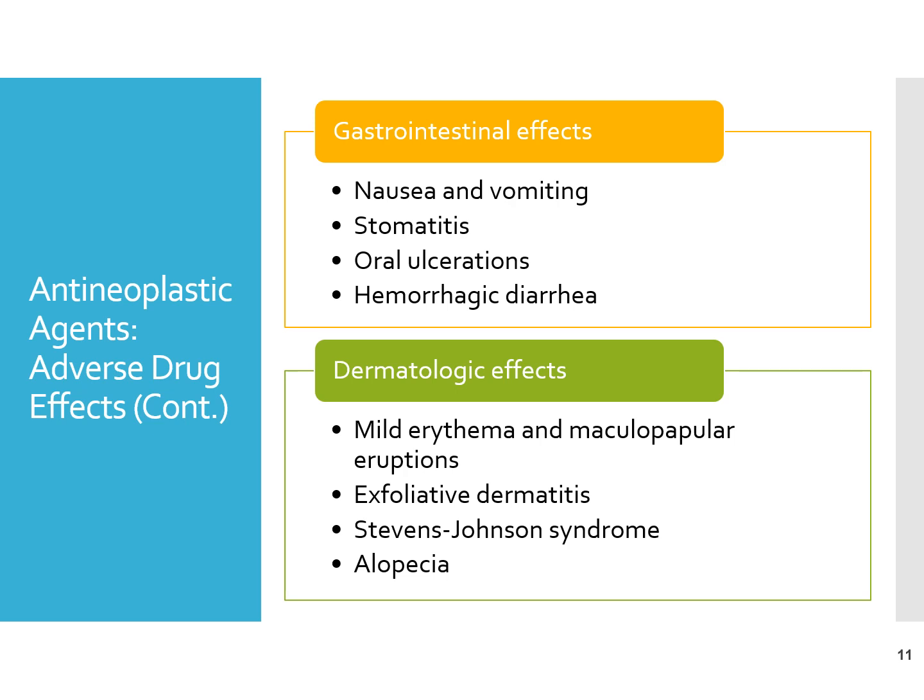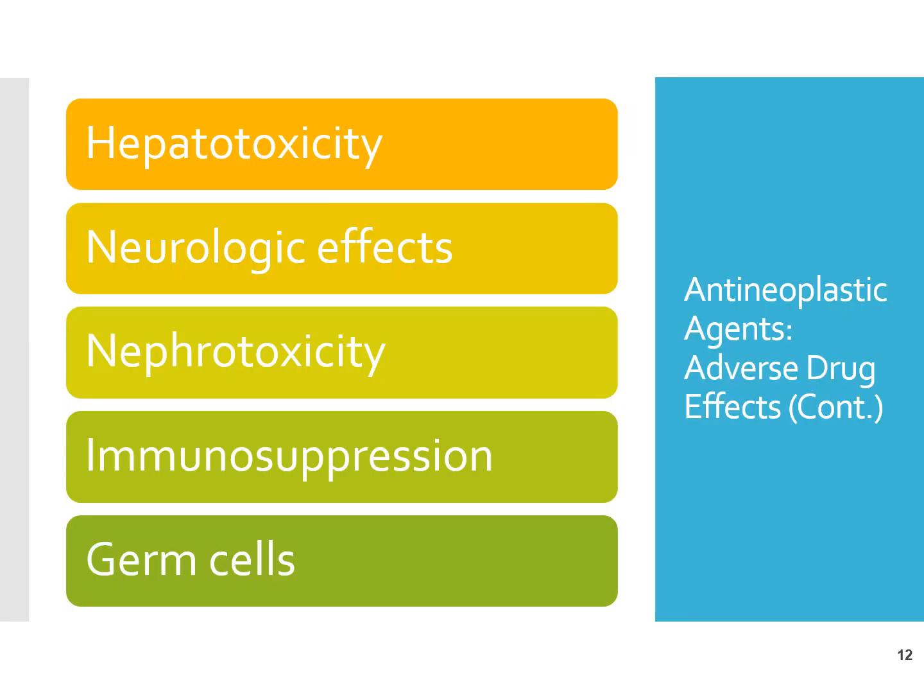So you need to know about prochlorperazine, or Compazine. It is a phenothiazine with marked antiemetic activity. You need to know about that drug. Liver problems occur primarily with antimetabolites such as methotrexate.